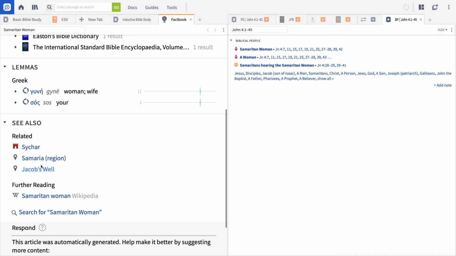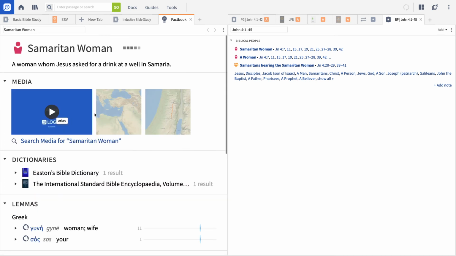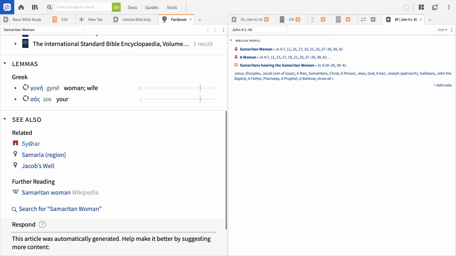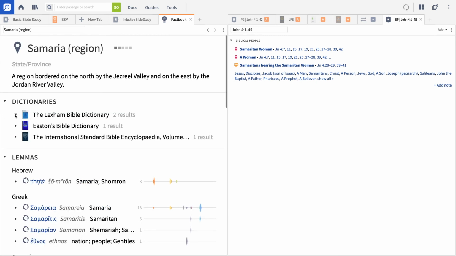Here we go. So, let's see if we can. We're not going to get this to work. Oh, no. Now it froze. Oh, there we go. First, let's figure out about this Samaria region. I'm curious about this. Let's check this dictionary.